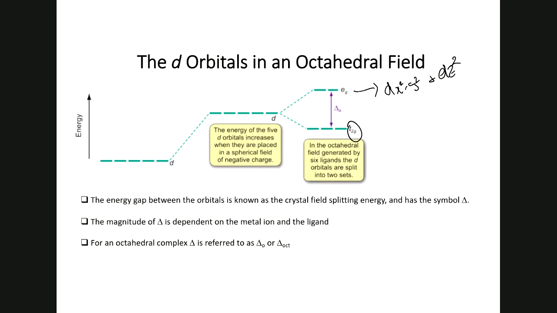Things to take note of on this diagram: the gap between the eg and the t2g set is called delta octahedral, and this is the crystal field splitting energy. We're going to talk some more about the magnitude, about how big this split is, because it's going to have consequences for color and magnetism. We'll refer to it as delta O, or delta oct, or delta octahedral, and that's my splitting constant. All right, we're going to pause here. We're going into tetrahedral next, and let's ask questions, and we'll take it from there.